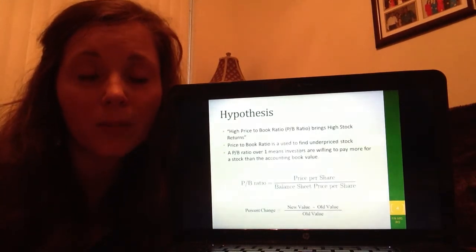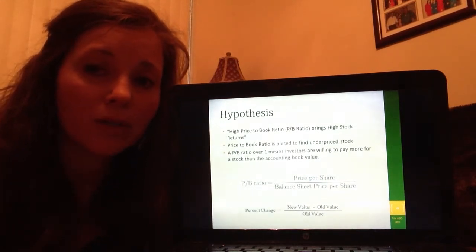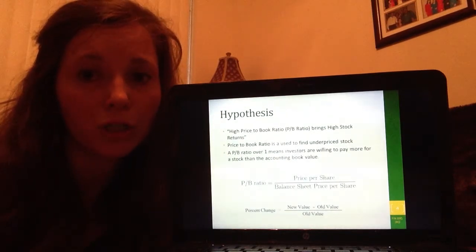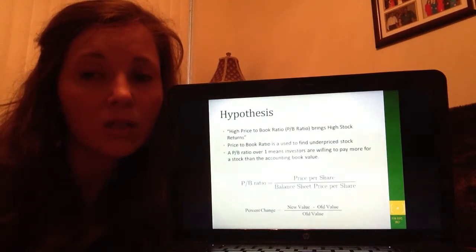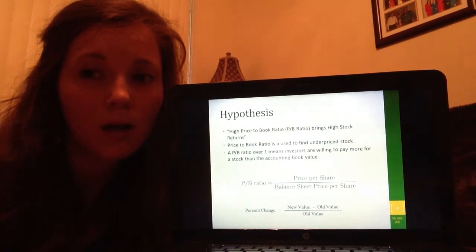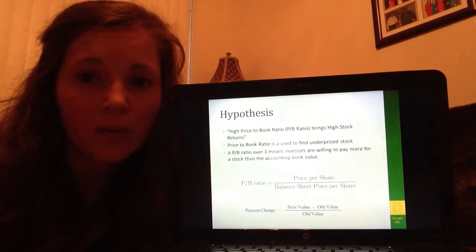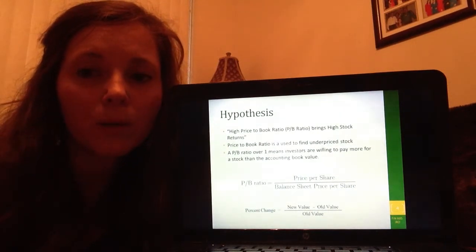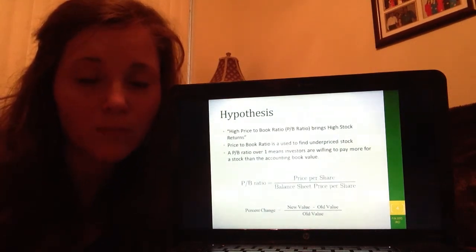My hypothesis for my investment strategy is that a high price-to-book ratio, also known as the PB ratio or the market-to-book ratio, brings high stock returns. The price-to-book ratio is often used by investors to find underpriced stock. If you have a price-to-book ratio that's over 1, it means that investors are willing to pay more for a stock than it's actually worth in accounting book value. So PB ratio is defined as price per share divided by balance sheet book value per share.